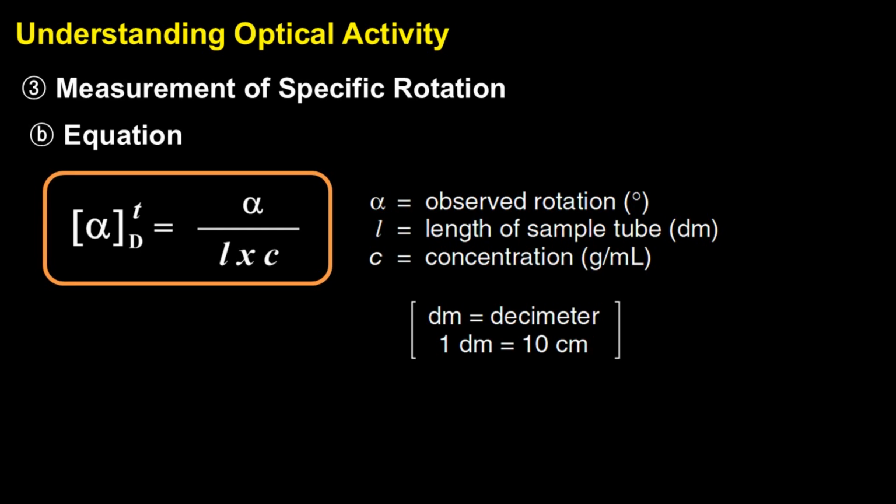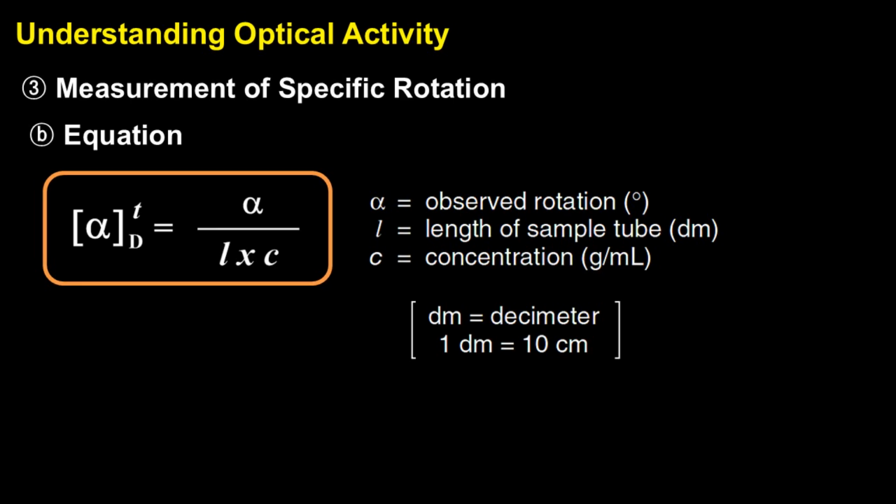All right, to quantify optical activity, we use this equation. Alpha D equals alpha divided by L times C. Here, alpha is the observed rotation in degrees, L is the length of the sample tube in decimeters, and C is the concentration in grams per milliliter. This equation helps us compare how different chiral compounds rotate plane-polarized light under standardized conditions.